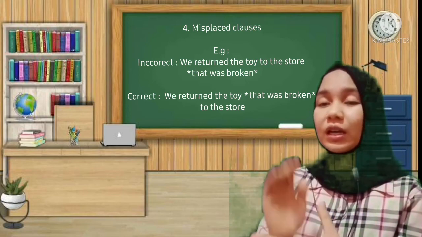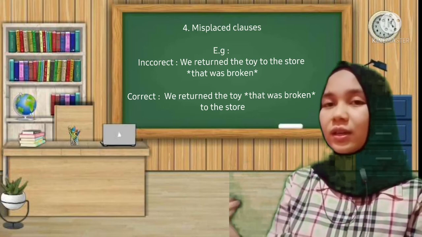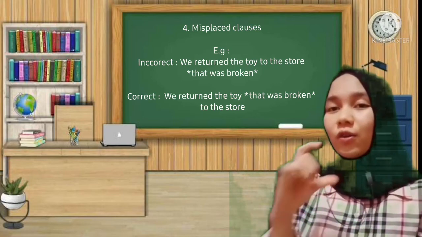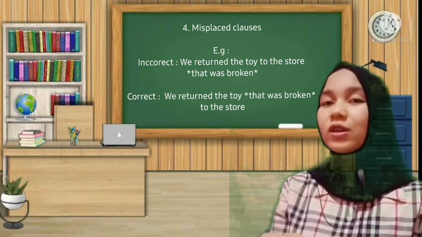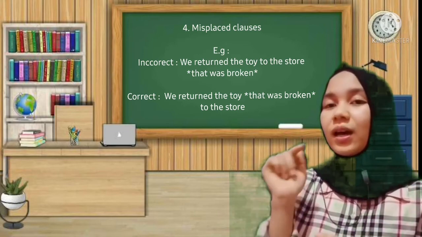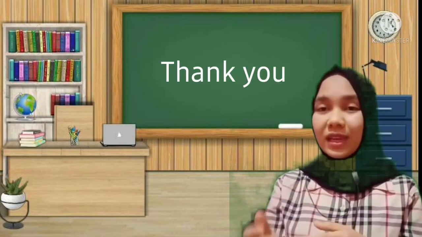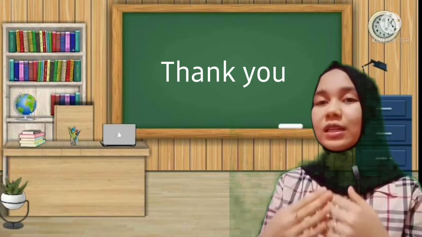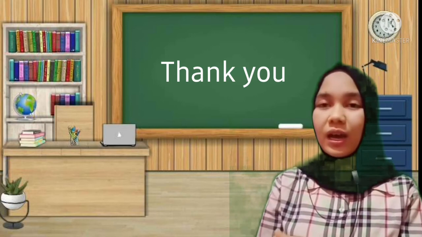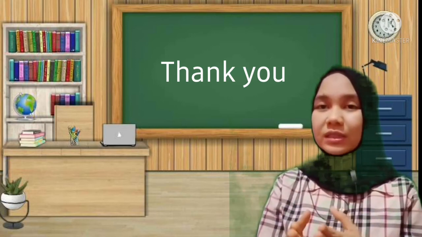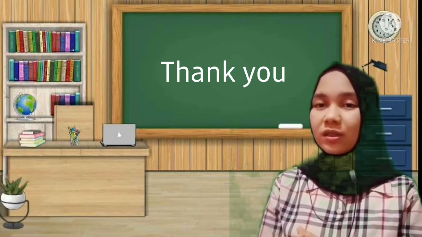We can put the clause that was broken next to the correct noun, to modify the toy. So this sentence means the toy that was broken. Okay, I think that's all my explanation about sentences with one clause and misplaced modifiers. I think the viewers can understand my explanation.